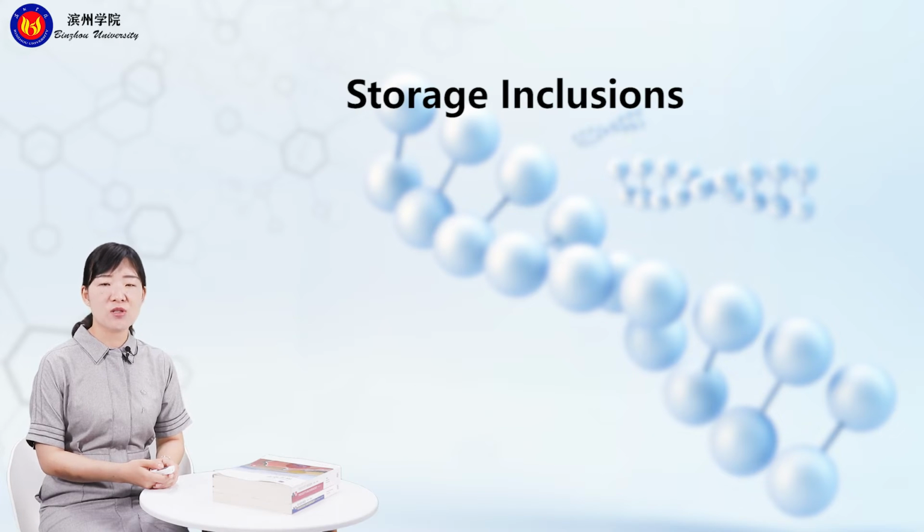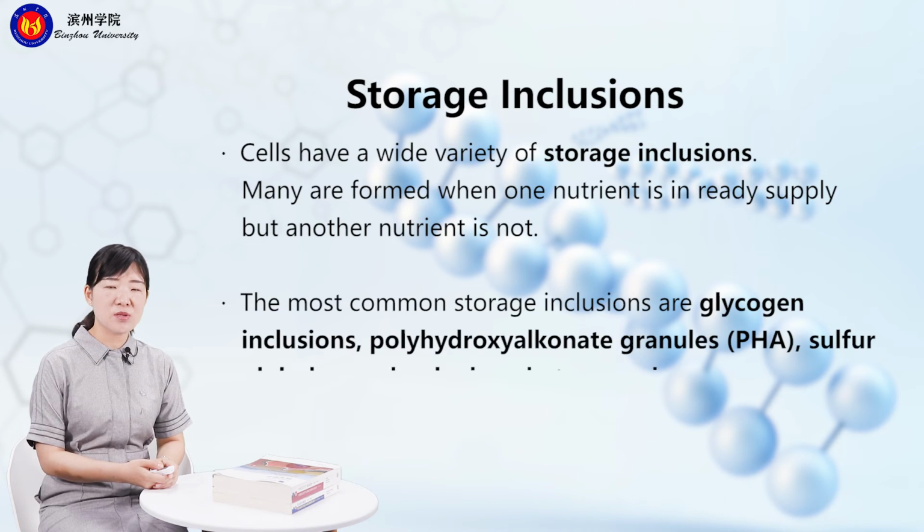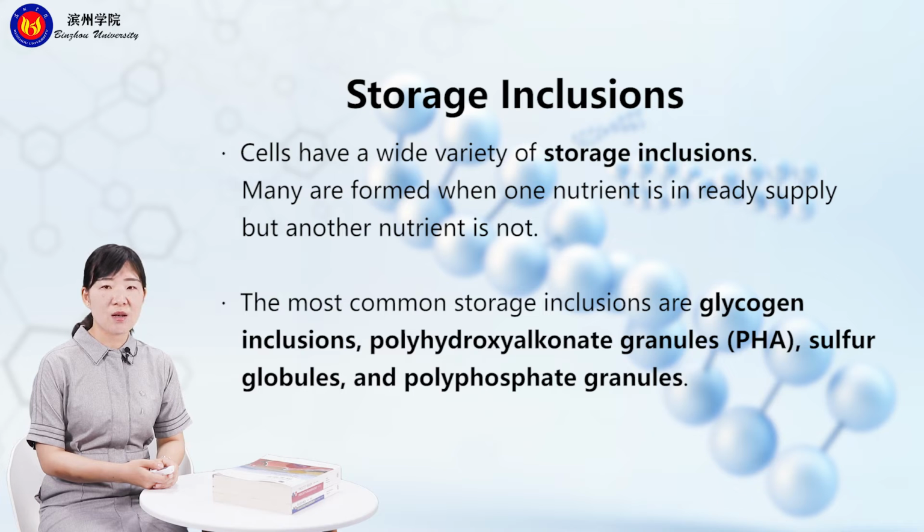Firstly, let's see the storage inclusions. Cells have a wide variety of storage inclusions. Many are formed when one nutrient is in ready supply, but another nutrient is not. The most common storage inclusions are glycogen inclusions, polyhydroxyalkanoate granules, PHA for short, sulfur globules, and polyphosphate granules.